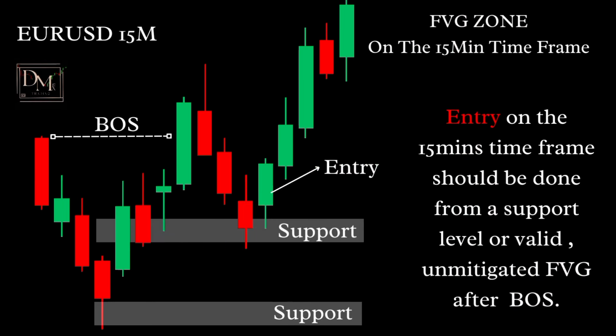Here on the 15-minute time frame, market from a downtrend changed character, signaling a potential entry. Look for a support level or FVG zone on the 15-minute time frame for entry and enter on the formation of an opposite candle within your zone of interest which was previously marked out. Let's look at more examples on a live Forex chart.